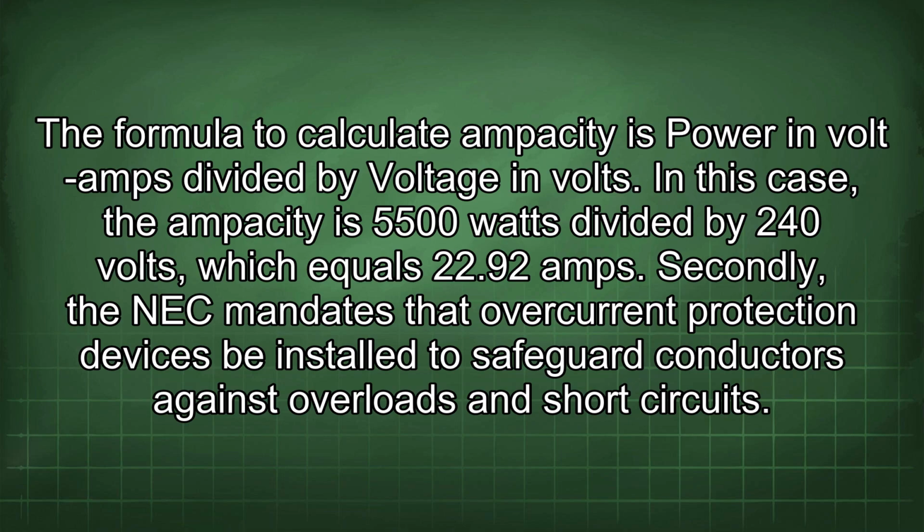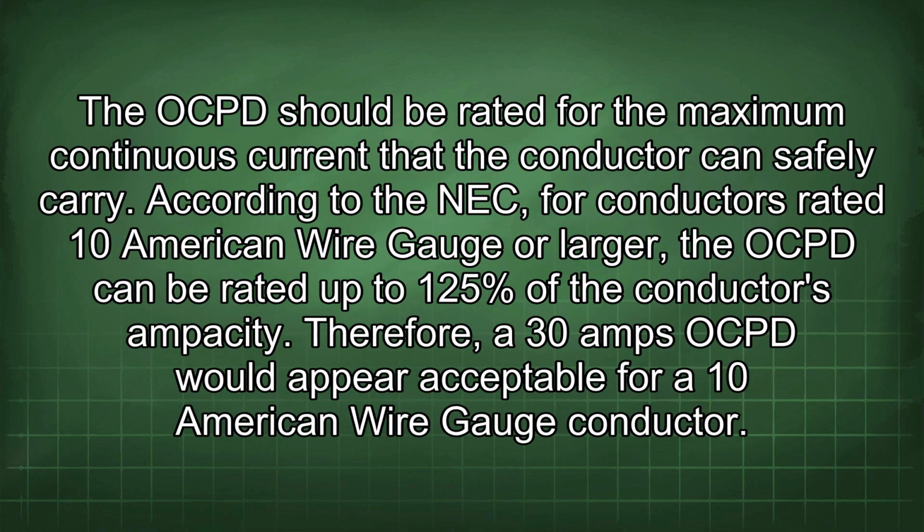Secondly, the NEC mandates that overcurrent protection devices be installed to safeguard conductors against overloads and short circuits. The OCPD should be rated for the maximum continuous current that the conductor can safely carry. According to the NEC, for conductors rated to an American wire gauge or larger, the OCPD can be rated up to 125% of the conductor's ampacity. Therefore, a 30 amp OCPD would appear acceptable for a 10 American wire gauge conductor.